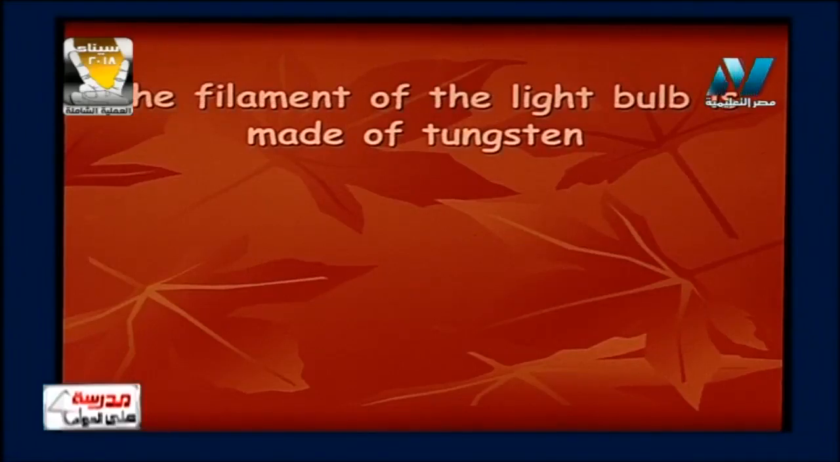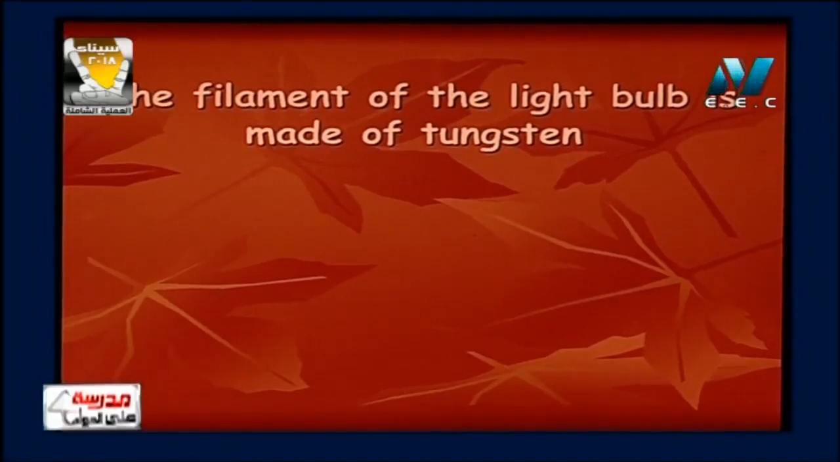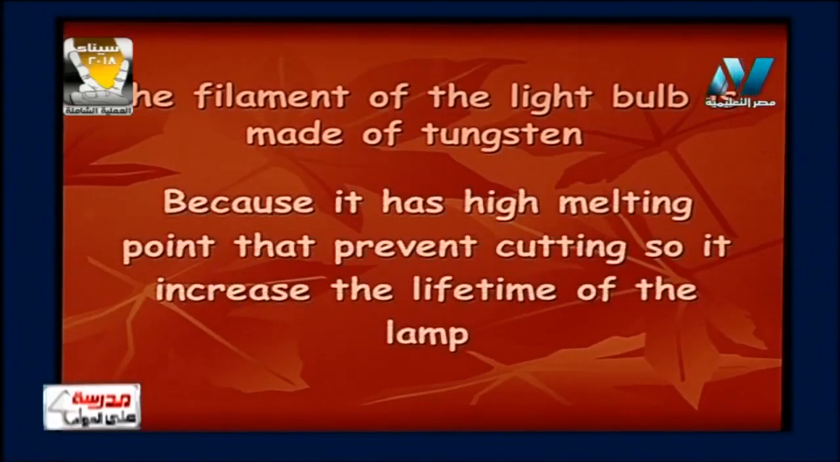The filament of the light bulb is made of tungsten. I have written this question for a while. We said this question more than once in almost all the episodes and wrote it today too. Let's see its answer again. Because it has a high melting point compared to other metals that we have studied this semester, and that prevents the cutting or the melting of this filament and increases the lifetime of the lamp. Of course, it's a somewhat long answer, but we can give a more simplified one.